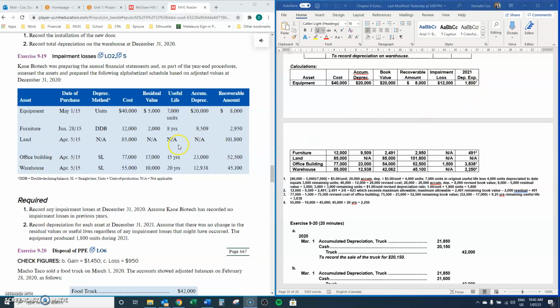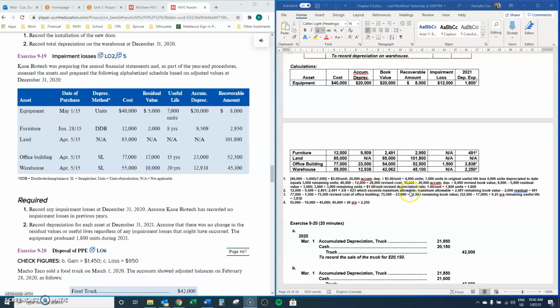Furniture. So again, we have a cost of $12,000 minus the amount that's already been depreciated, which is $9,509, which leaves us with the amount remaining of $2,491. So we take its 8 years useful life, so 2 divided by 8 will give us the rate, and it's the rate times the current book value, which is $2,491, which gives us $623.